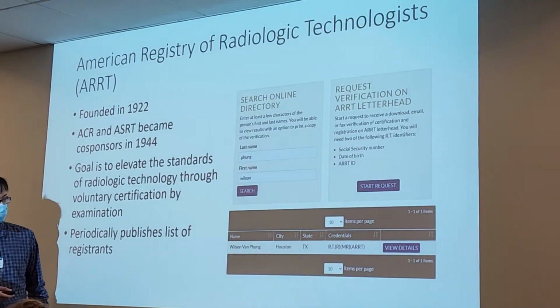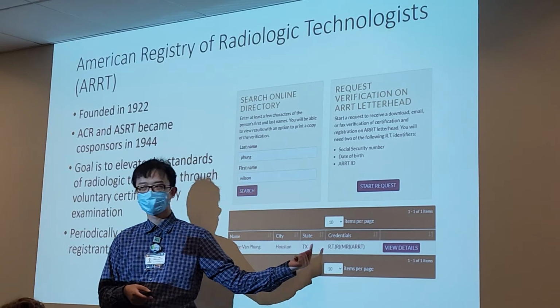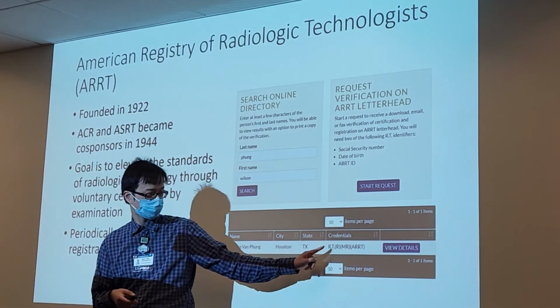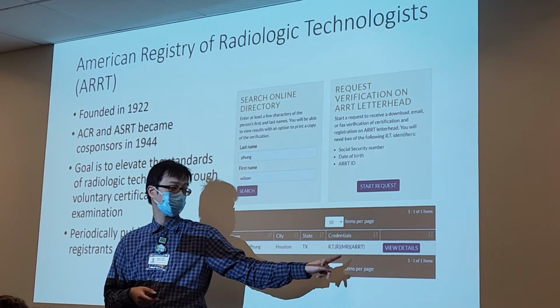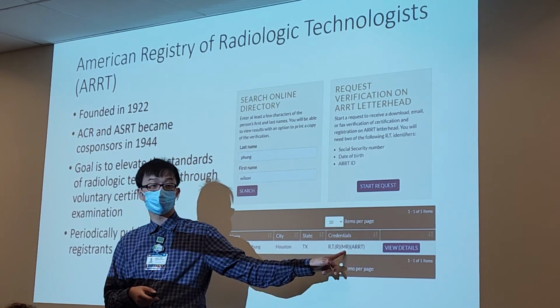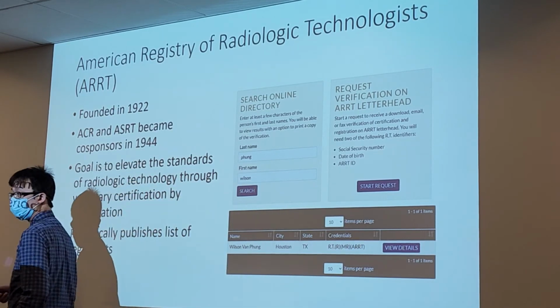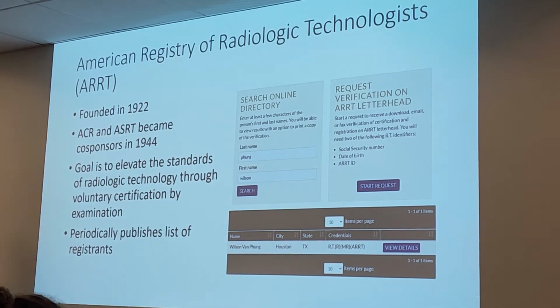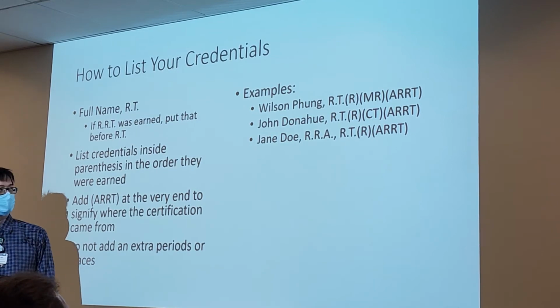Okay, well, let's take a look here. How is mine set up? I see. We have RT at the front, so I'm a registered technologist. R for radiology, MR for magnetic resonance imaging, and then ARRT, the one who gave me these credentials. RT always comes with the dots. Yes, it should come with the dots.